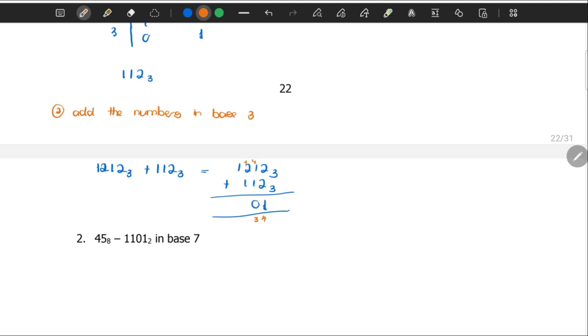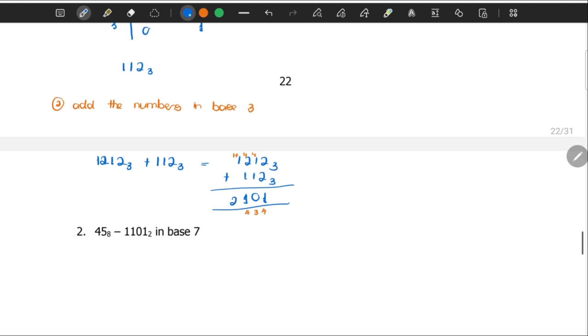And then you carry 1. 1 plus 2, that's 3. Plus 1, that's 4, which is greater than 3. The 4 minus 3 gives a remainder of 1. And then you carry 1. 1 plus 1, that's 2, which is less than 3. So that's just going to be 2. So the final answer is 2,101 base 3.